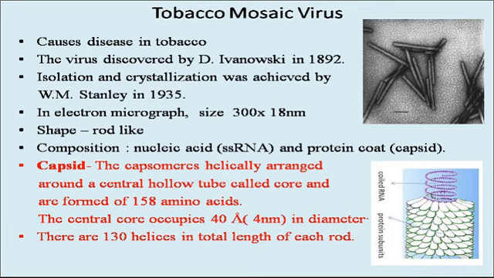The capsid of the TMV consists of about 2130 capsomeres, which are helically arranged around the central hollow tube called core, and this central core is 4 nanometer in diameter. There are 130 helices in the total length of each rod.